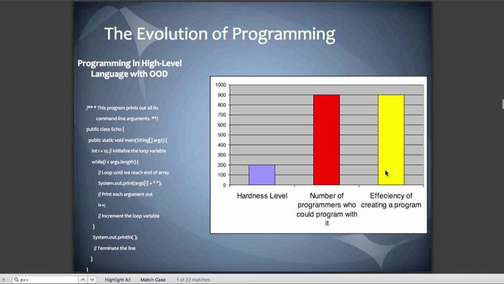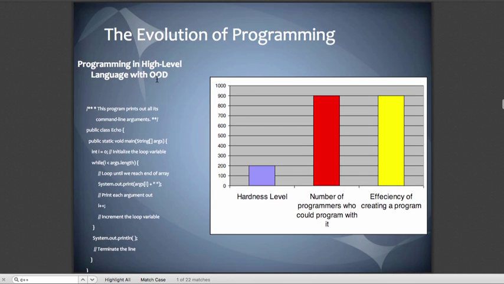And then came the dawning of a new era, the object-oriented design era. Hardness level, still pretty low. Many people could do it, but now our programs were much more efficient. Here is where we get all of our games and our software in today's world. It's through the philosophy and science of object-oriented design. We do not learn object-oriented design in this class. You learn object-oriented design in our second level programming course.